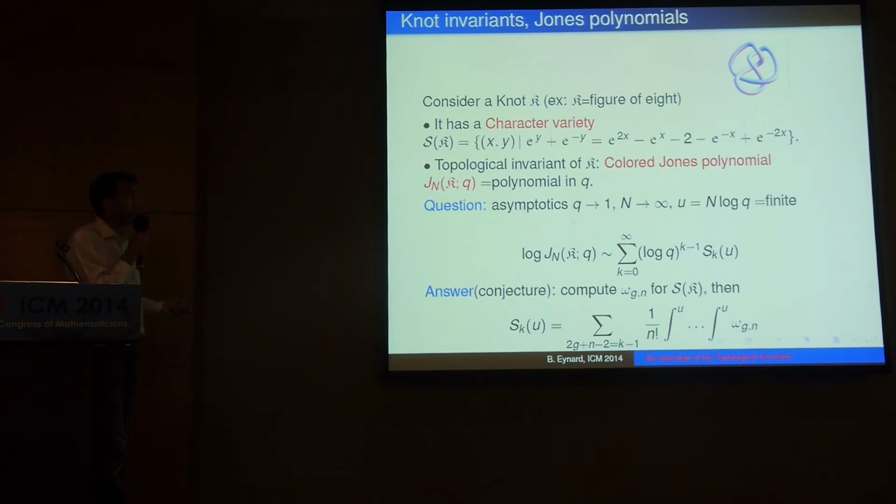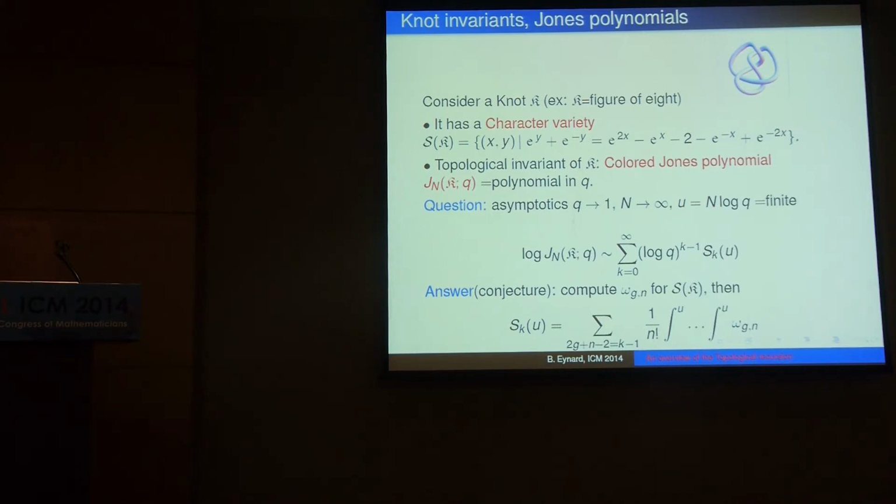One thing people are interested in for knots is their Jones polynomials. The colored Jones polynomial is a polynomial in some formal variable q, but it depends on an index n, which is called the color. The usual Jones polynomial is with n equals 0, or n equals 1. And what people are interested in is the asymptotic expansion of the Jones polynomials, in the regime where q goes to 1 and n goes to infinity, but such that n times log q remains finite, so call it u.